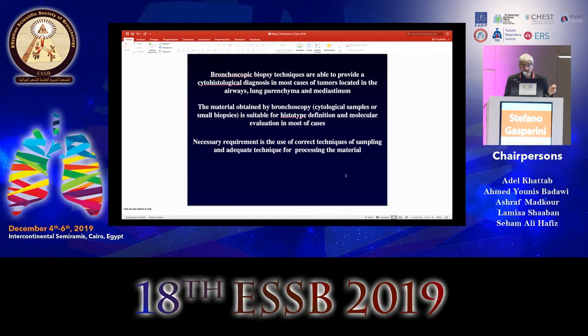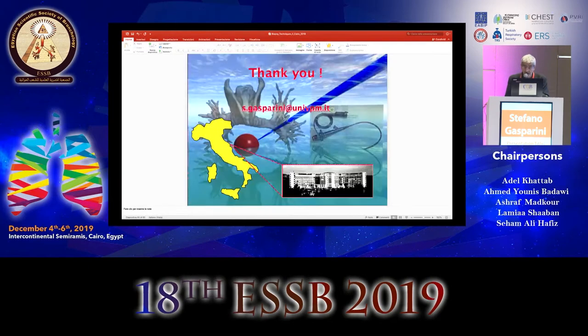The material obtained by bronchoscopy, both small biopsies or cytological sample, is suitable for histotype definition and molecular evaluation in most of cases. Of course, what is necessary is the use of a correct technique of sampling and adequate technique for processing the material. Please don't send your patient to surgeon for diagnosis.